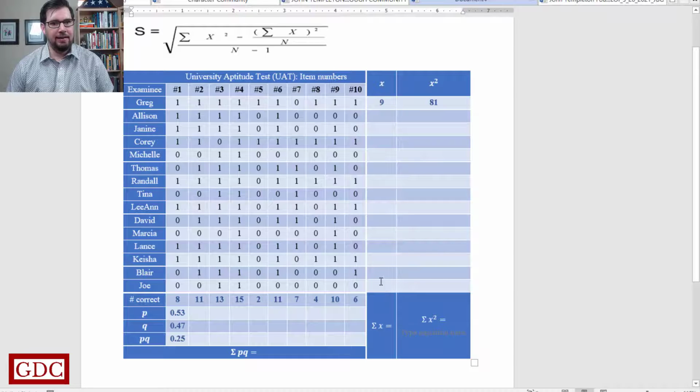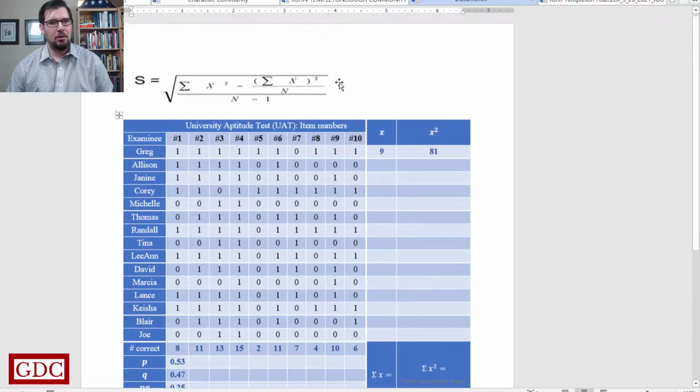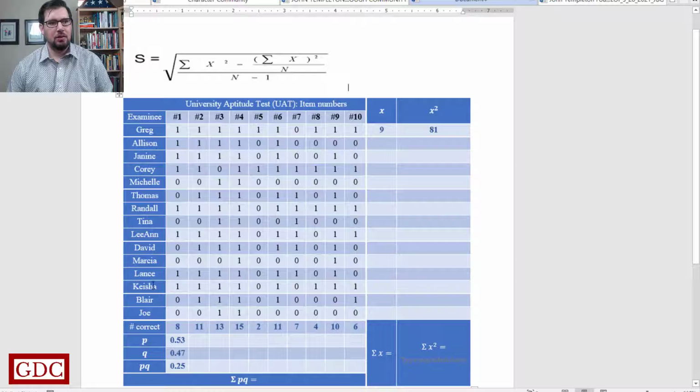We can plug in at that point this number, sigma x squared minus sigma x, plug that in inside the parentheses, and then square it. Divide it by the number of participants or the number of items. So which is it? Determine that, and that is your n.